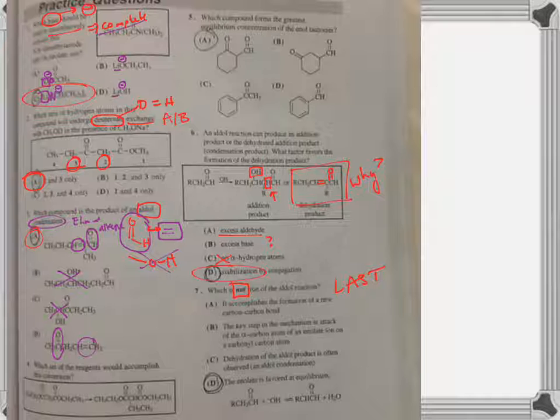Which compound forms the greatest equilibrium of the enol tautomer? This means I have to know what the enol is. Okay. For that to happen, oops, not an equilibrium.